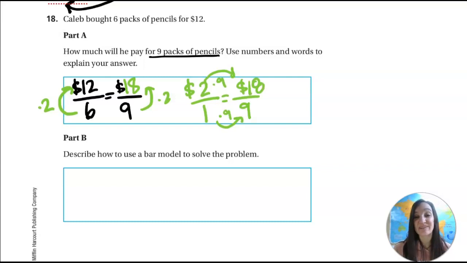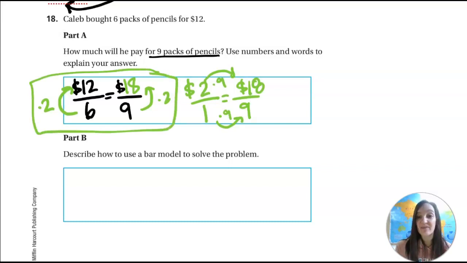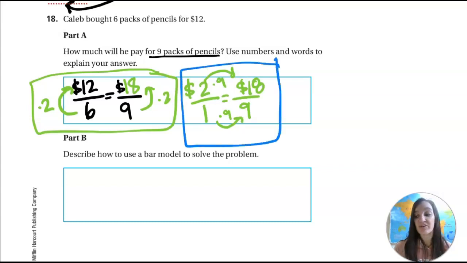And then I would explain how I did it. If I was explaining this one, I would say something like, well, the price is 2 times the number of packs that you get. So you'll need to times the number of packs by 2. If I solved it this way, then I would say, well, the unit rate is $2 per pack. If I'm getting 9 packs, then it's $2 times 9, which is 18.